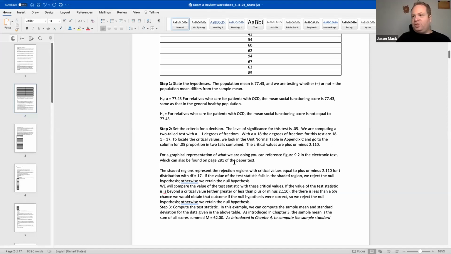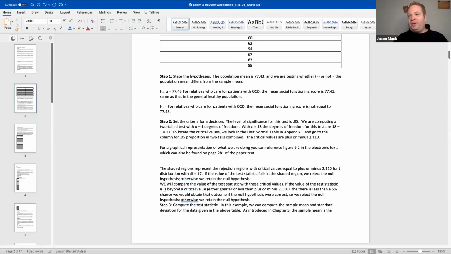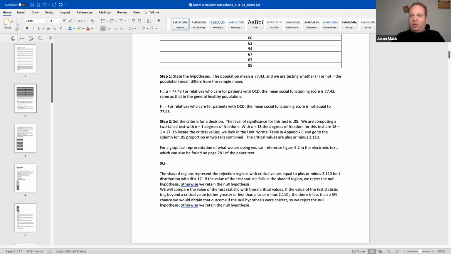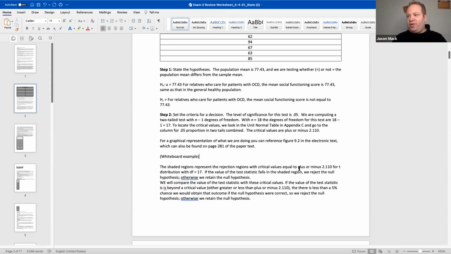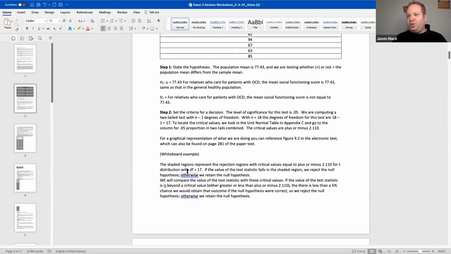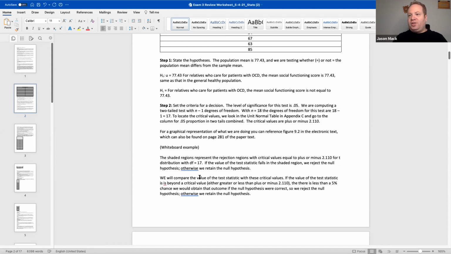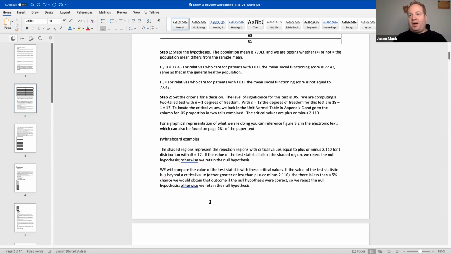So moving on, let's go back to our worksheet here. So we just did this. This is our whiteboard example we just did. And the shaded regions represent the rejection regions with the critical values plus or minus equal to 2.110 for the T distribution with degrees of freedom equal to 17. Like I just mentioned, if the value of the test statistic falls in the shaded region, we reject the null hypothesis. Otherwise, we retain the null hypothesis.